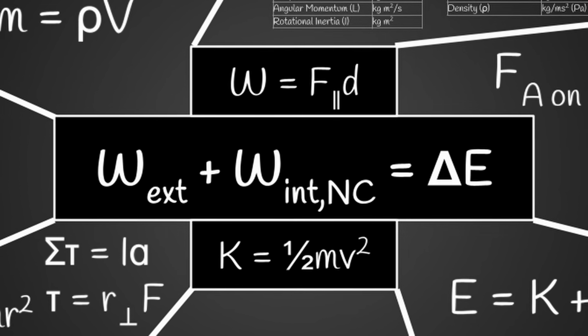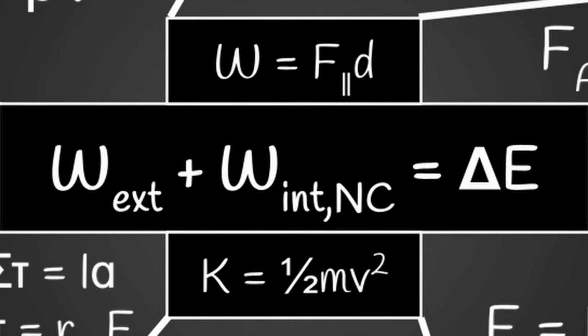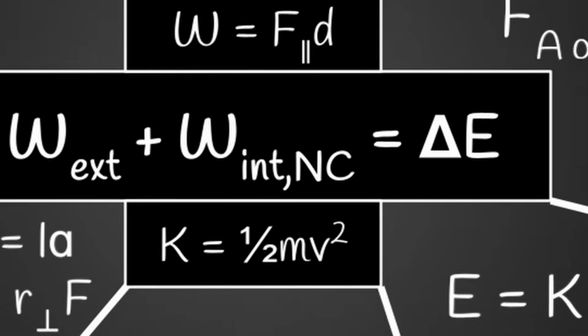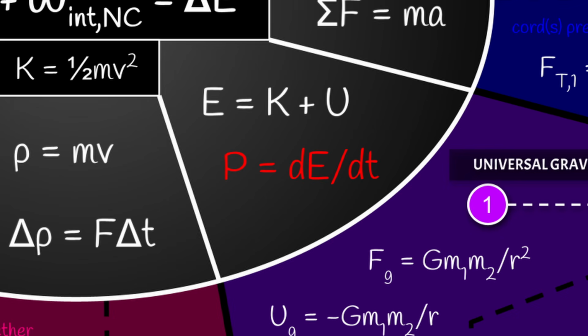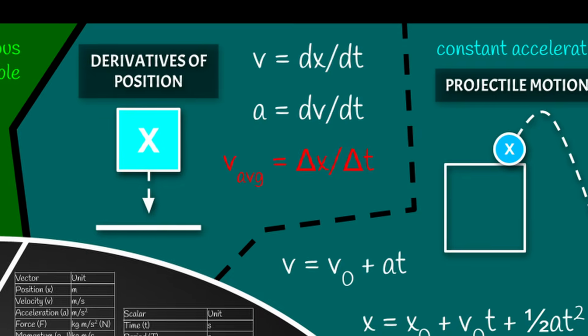There's a 60% chance you can just start with this and eventually figure out whatever problem you're trying to solve. So I chose to put it here. This is also where power is introduced, but it never shows up ever, so that's why it's in red. The average velocity formula is in red because it's very dangerous.